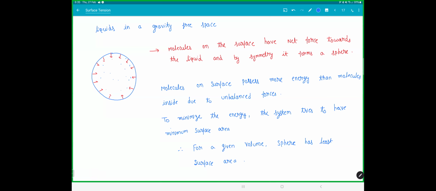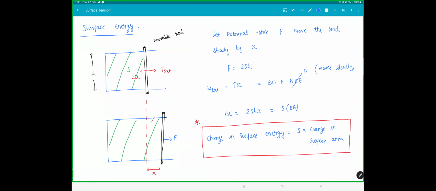There. That is a catch. So there, this is the numerical there. So change in surface energy, that's surface tension into change in surface area. All clear with this? Let's see a question.